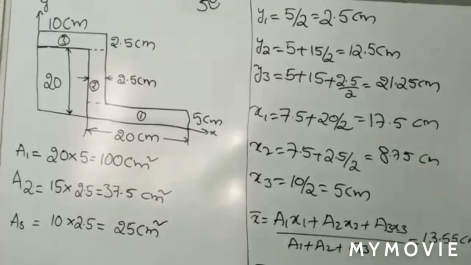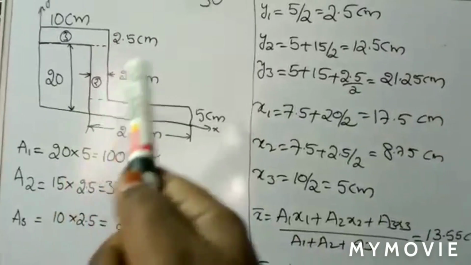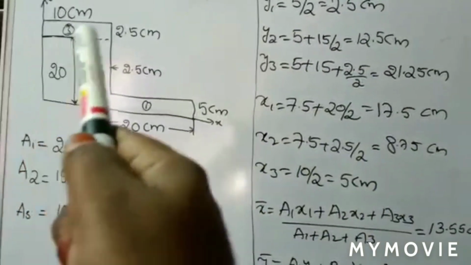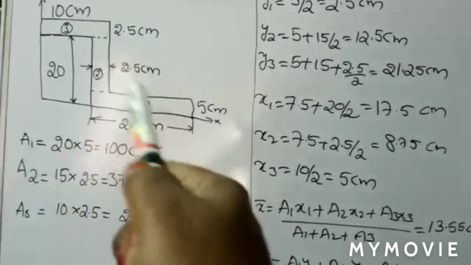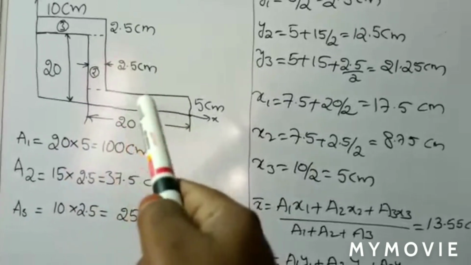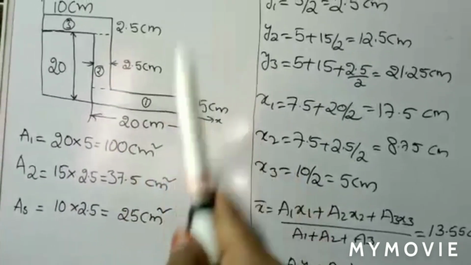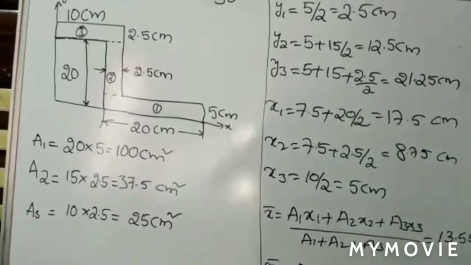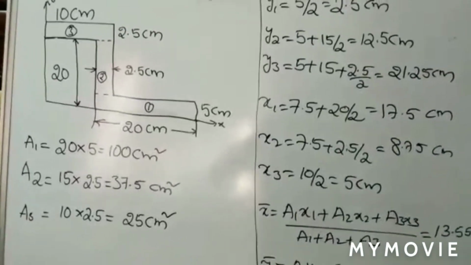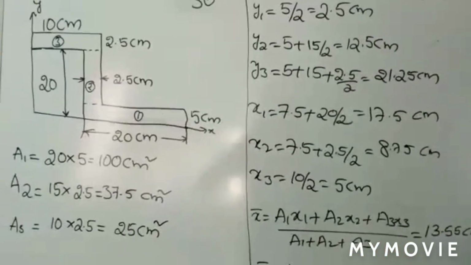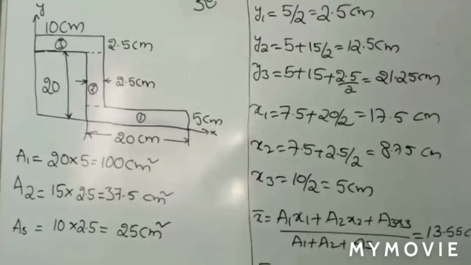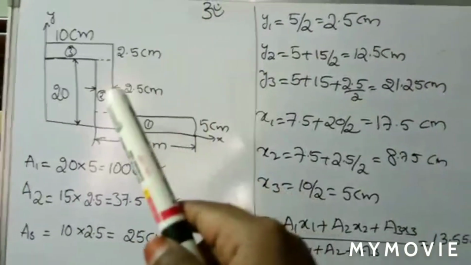Next, calculate the x2 value. What is the x2 value here? The x2 value is also the same procedure. Here, starting from the reference axis you are having 10 centimeters, and block 2 is 2.5 centimeters. The centroid of block 2 is 2.5 by 2. But before that you are having 7.5. So that is 7.5 plus 2.5 by 2. That is the point.